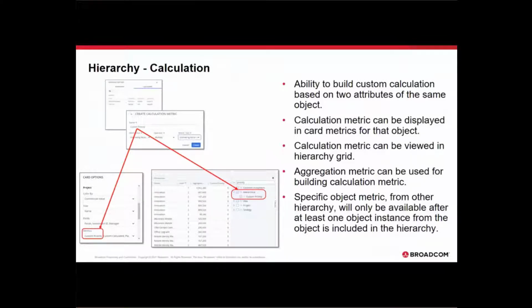The aggregation metrics can be used in building a calculation metric. So if I've built an aggregation to aggregate the data either based on my children or myself and the children, I can take that aggregated value and then include it in building a calculation. If I've built a calculation metrics in other hierarchy, I can use the same in a new hierarchy, provided I include at least one object instance of that calculation metric.